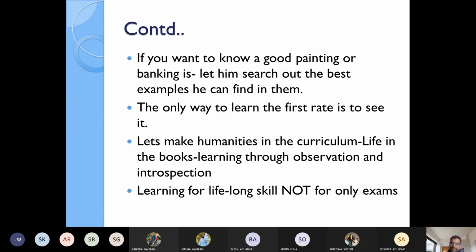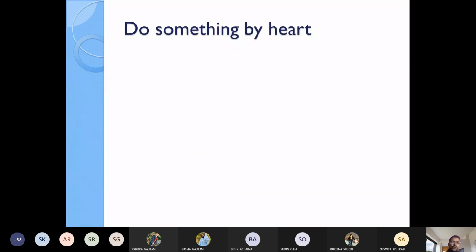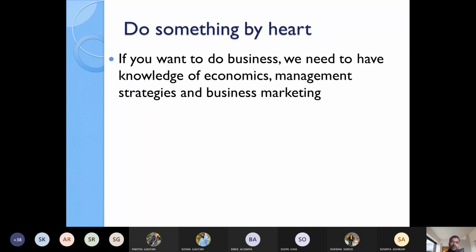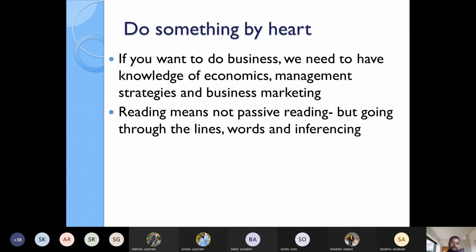Learning for life. Let's not learn simply for books. Let's not learn simply for examination, simply to pass the examination. Let's make learning a lifelong skill. Let's make it work we need throughout life, not only for exams. Do something by heart. The inner heart, inner feelings need to come up when you do something. That is what we call education. If you want to do business, you need to have the knowledge of economics, management strategy, and business marketing. Then you can become successful in business.